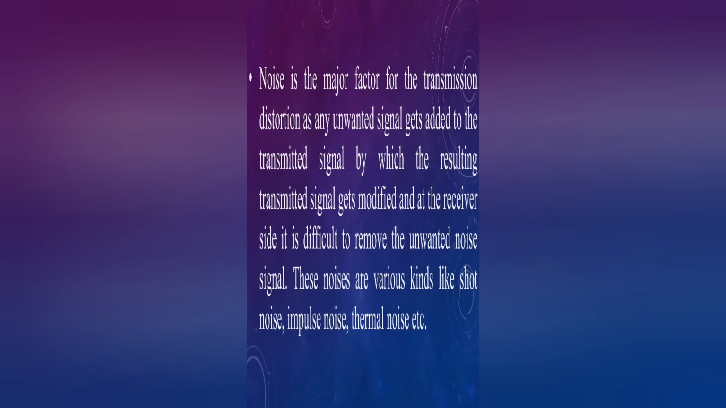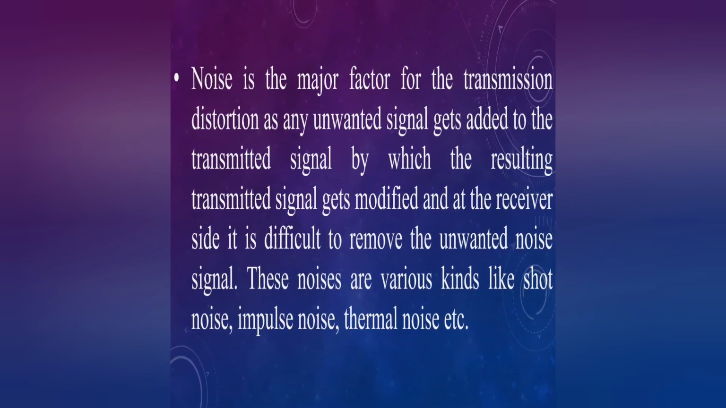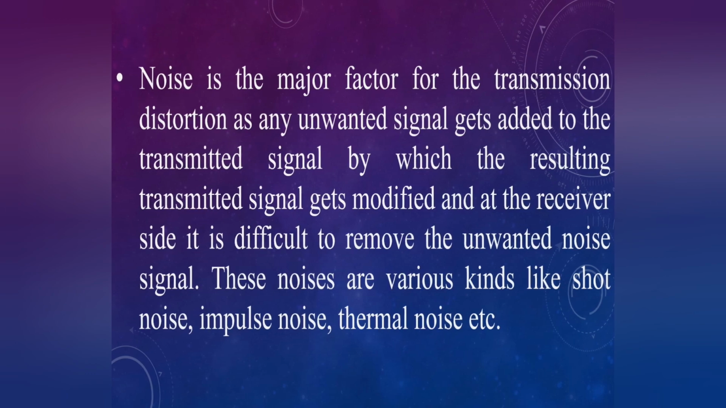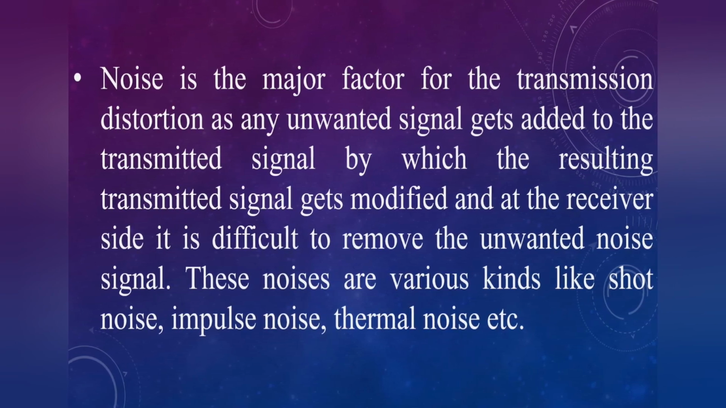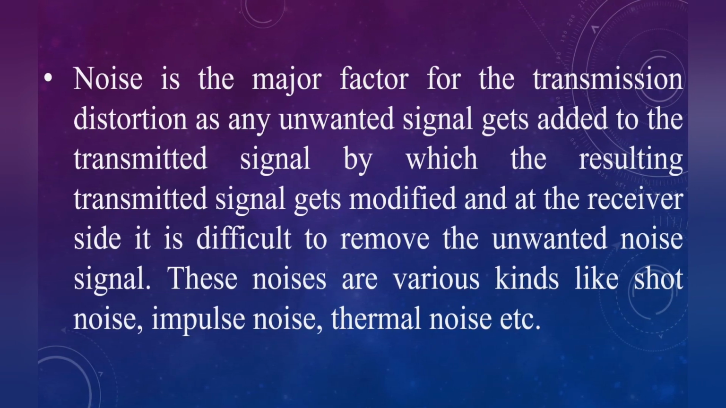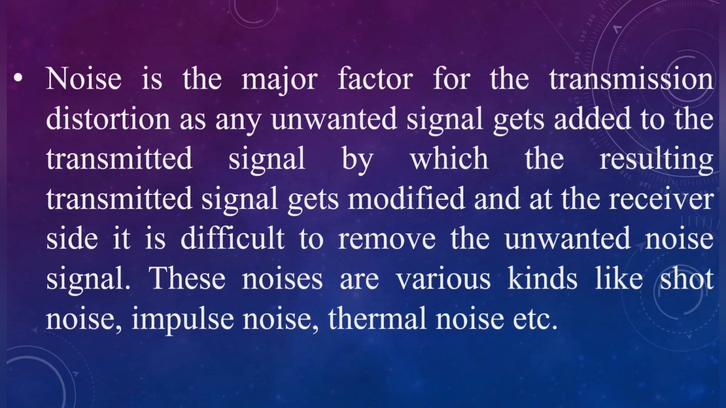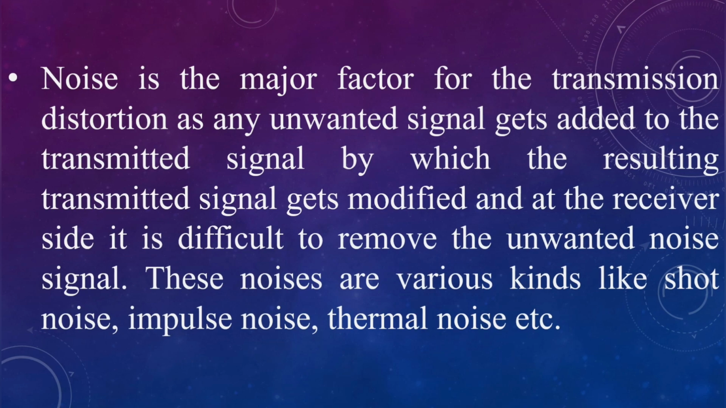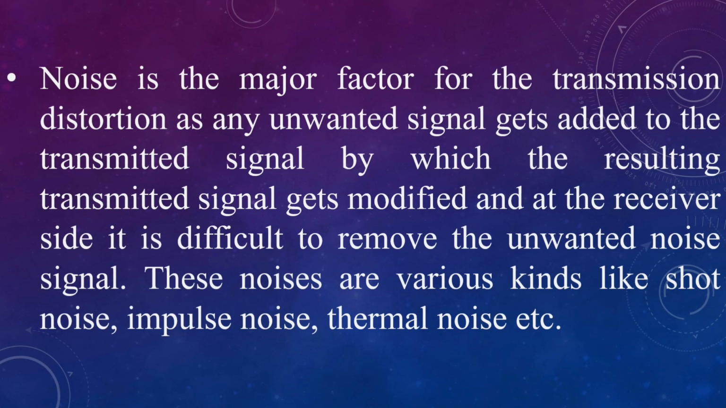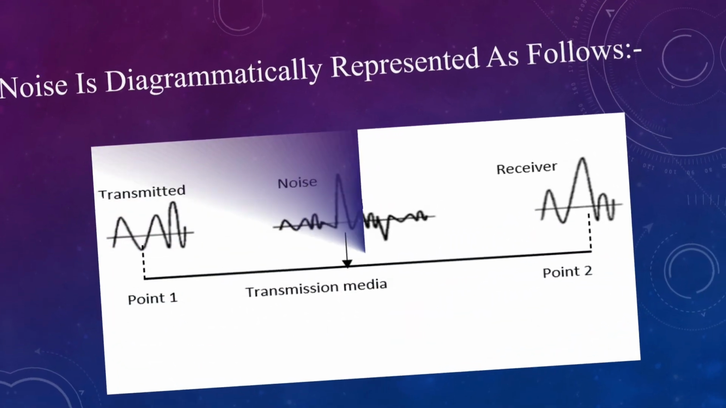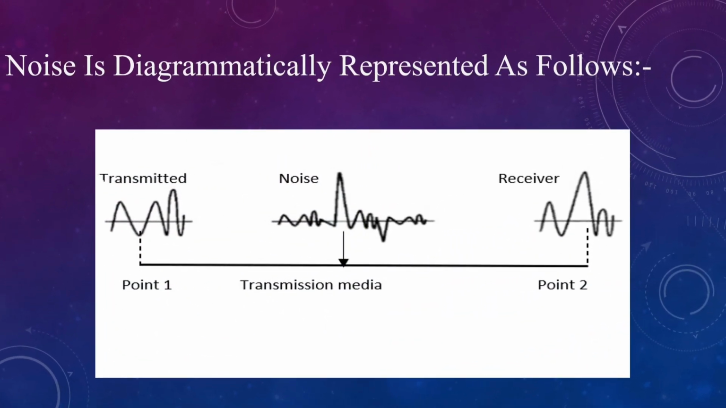Noise. Noise is the major factor for the transmission distortion, as any unwanted signal gets added to the transmitted signal, by which the resulting transmitted signal gets modified, and at the receiver side it is difficult to remove the unwanted noise signal. These noises are of various kinds like shot noise, impulse noise, thermal noise, etc. Noise is diagrammatically represented as follows.